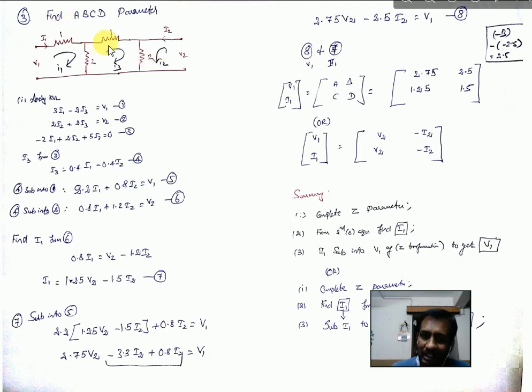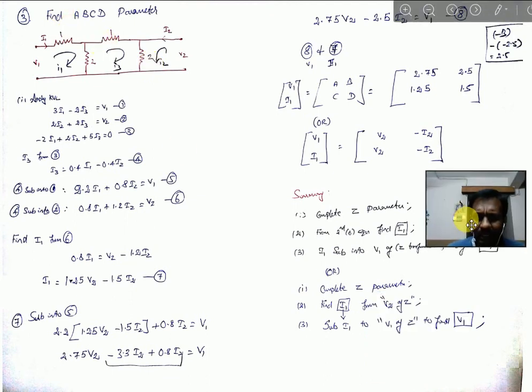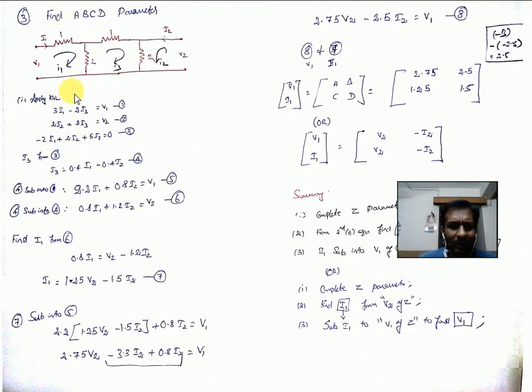So the ABCD parameters. First, what do you want to complete? Complete the z parameters. Yes, I have completed the z parameters. I have written V1 in equation number 5 and V2 in equation number 6. First step is over. Second step, find the I1 from V2 of Z. Where is the V2 of Z? Equation number 6. From that, I2 I need to find out. Sorry, I2 or I1? I1 I need to find out, from that V2 of Z.